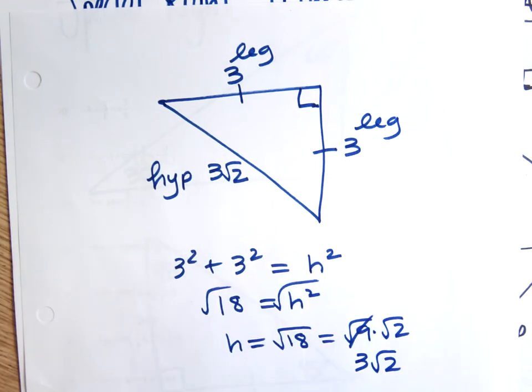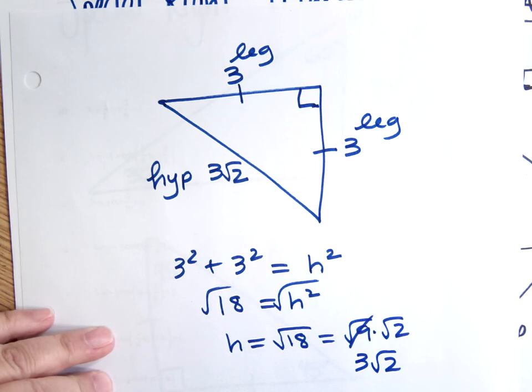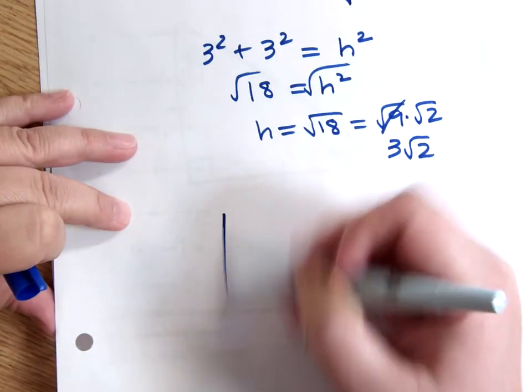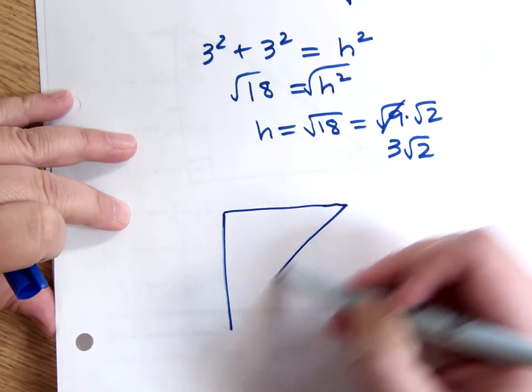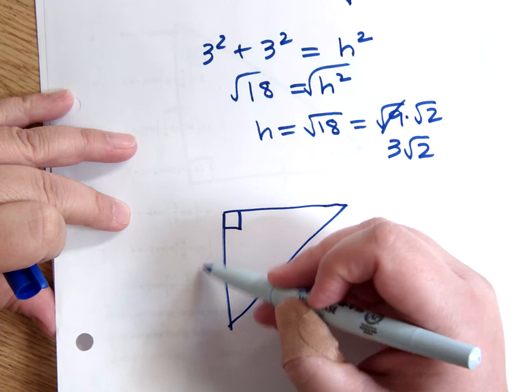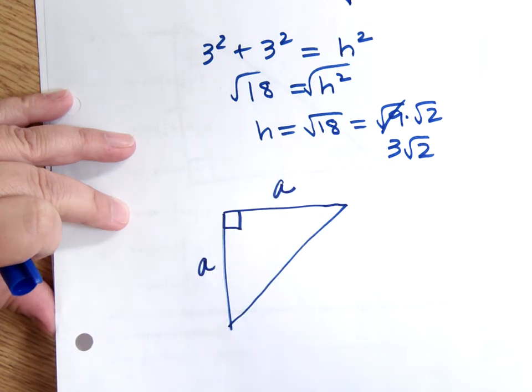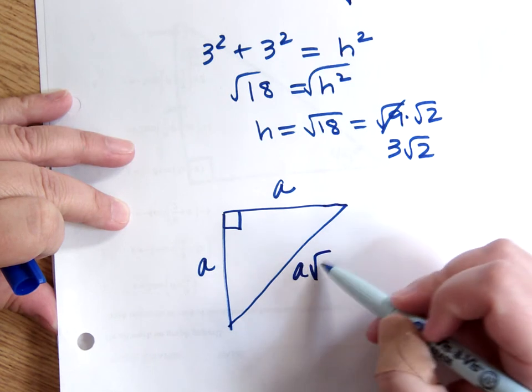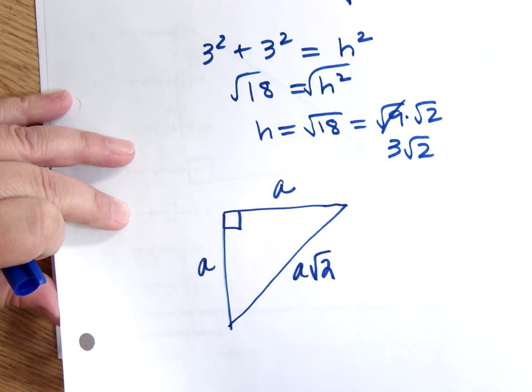I could prove it to you pretty easily, in fact, but I'm not going to right now. We might talk about that tomorrow in class. Basically, if you want to try proving it to yourself, use the Pythagorean theorem and call the two legs x or a or something else like that. And you'll see that you will get a times square root of 2 for the hypotenuse.